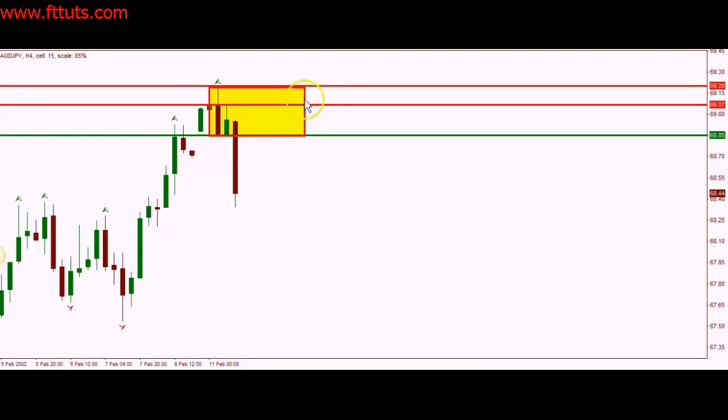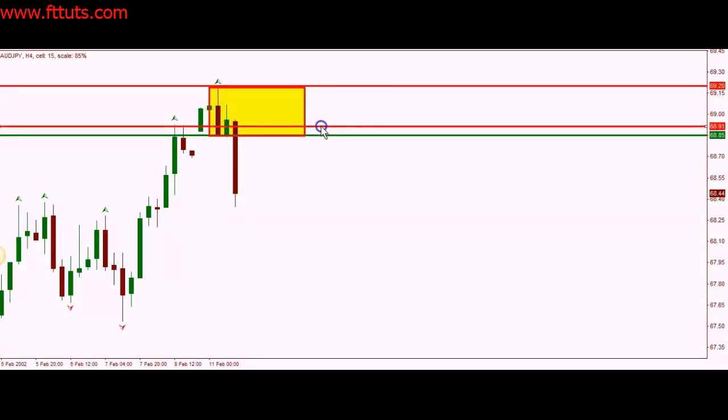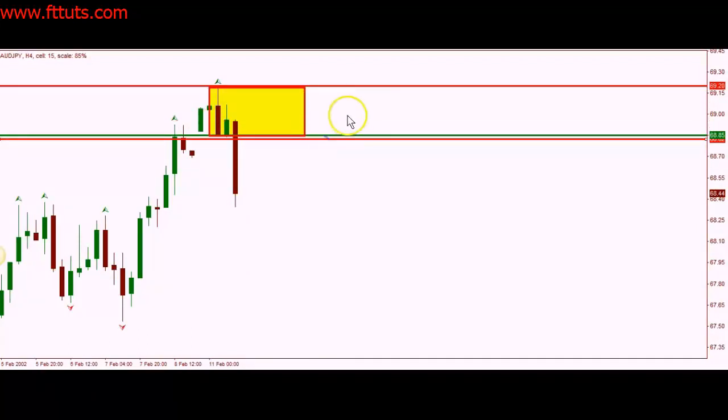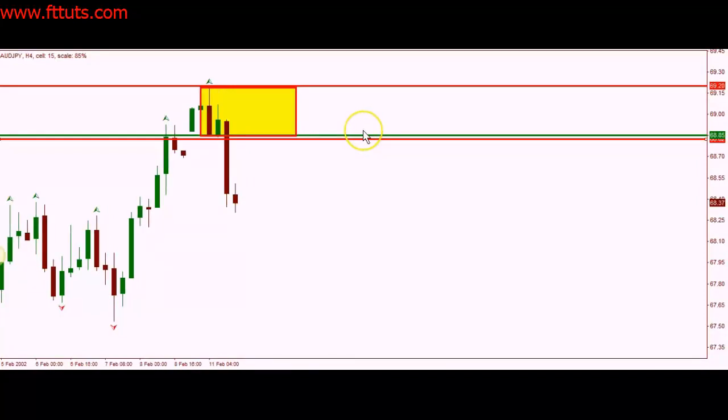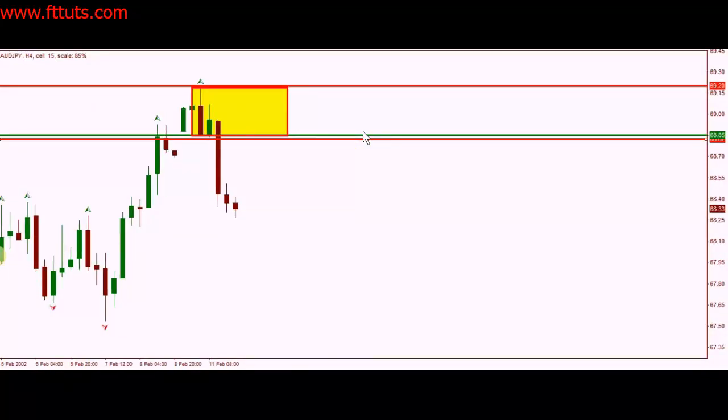Then the market drops like crazy. So now I'm going to move my stop loss at least to break even, right? So we'll move it to break even. We'll take a little bit more profit. Then you see the market dropping lower.